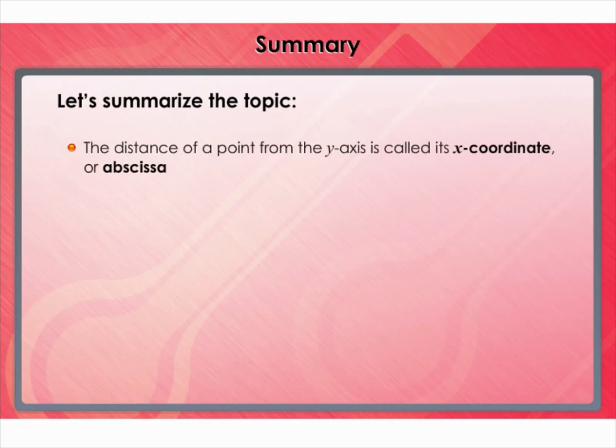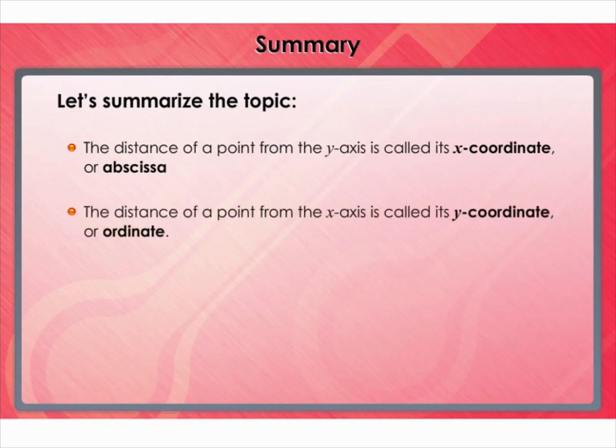Summary. Let's summarize the topic. The distance of a point from the y-axis is called its x-coordinate or abscissa. The distance of a point from the x-axis is called its y-coordinate or ordinate.